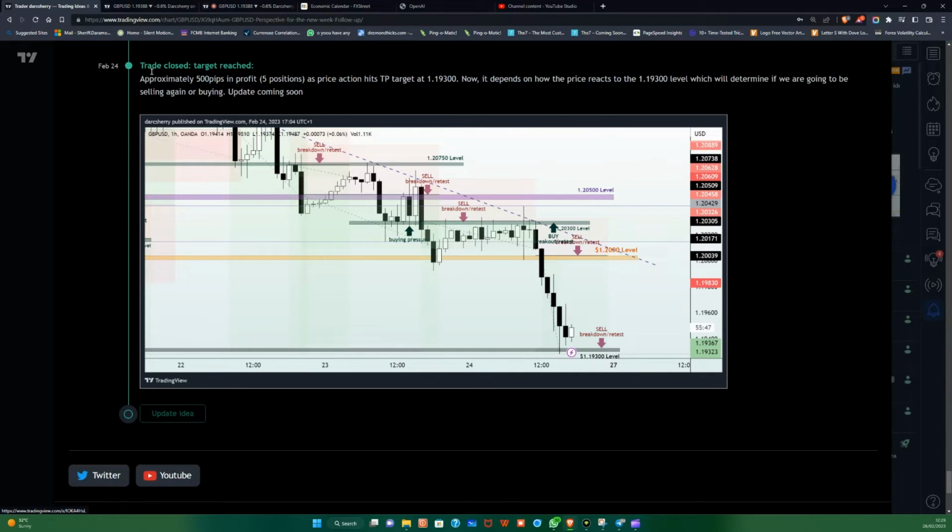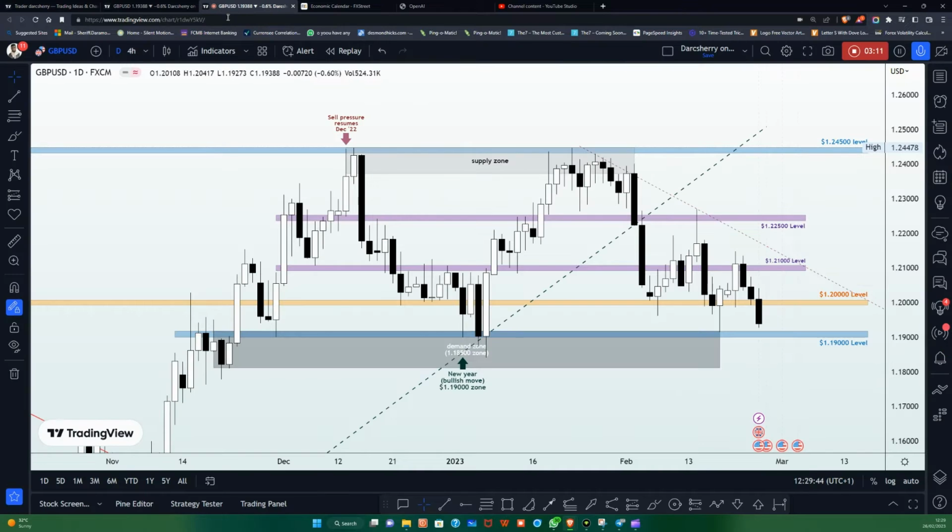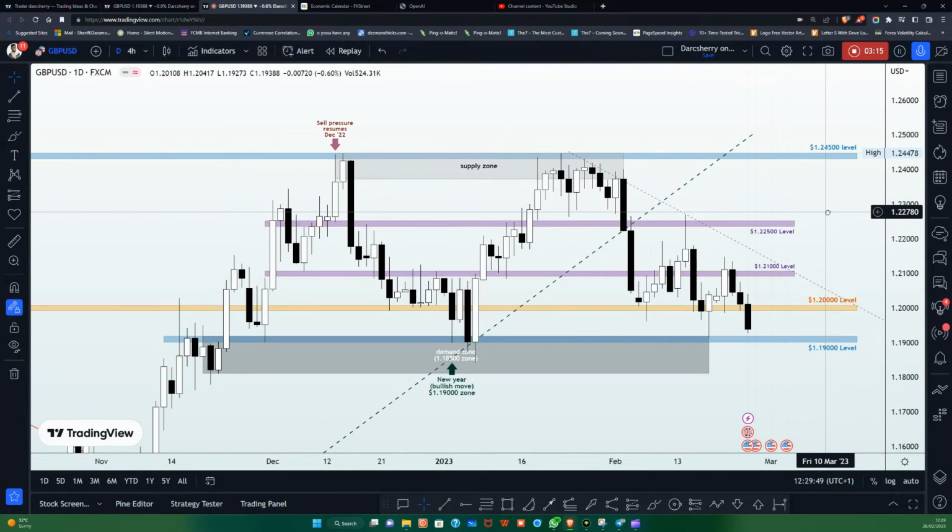So you can see here at the end of the week, price action hit our TP target at the 1.193 level on all five positions, and it was at this point we closed our trade. Now, going into the new week, what is going to be our expectation?